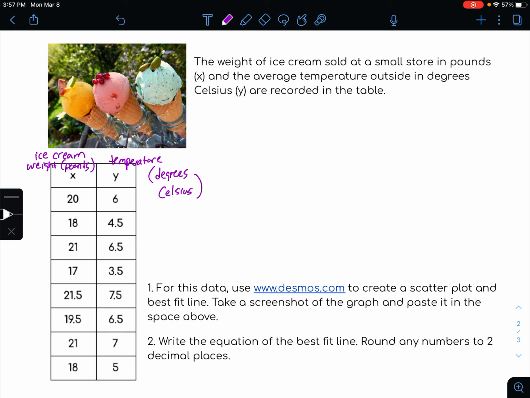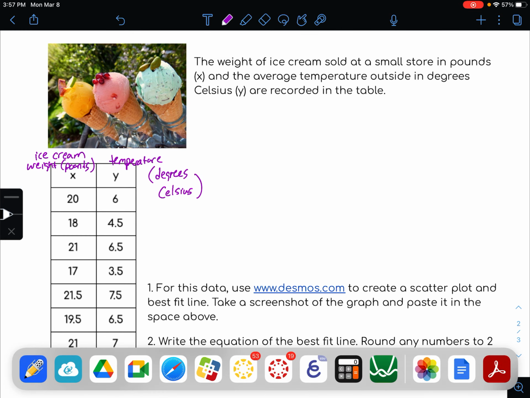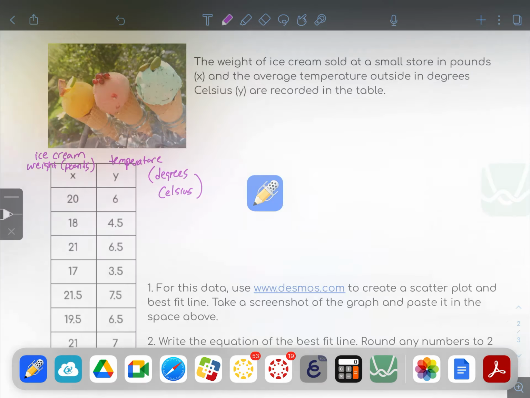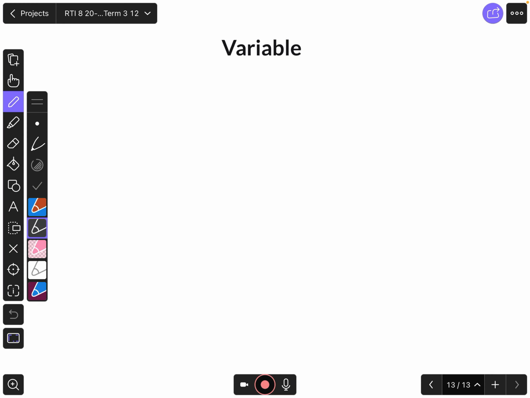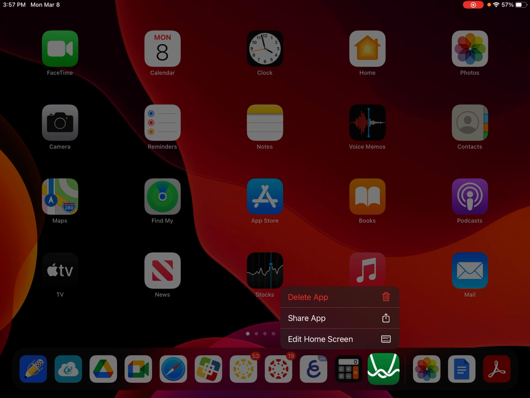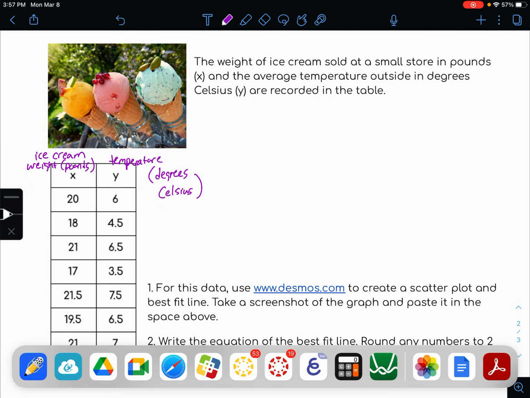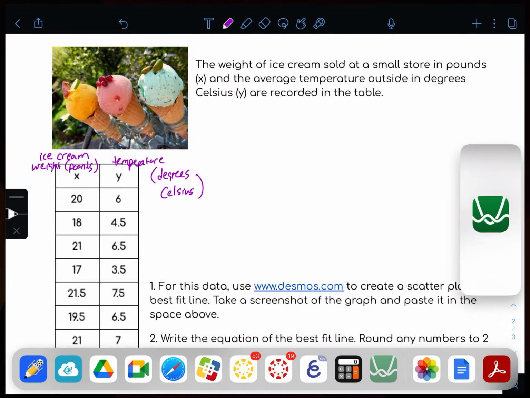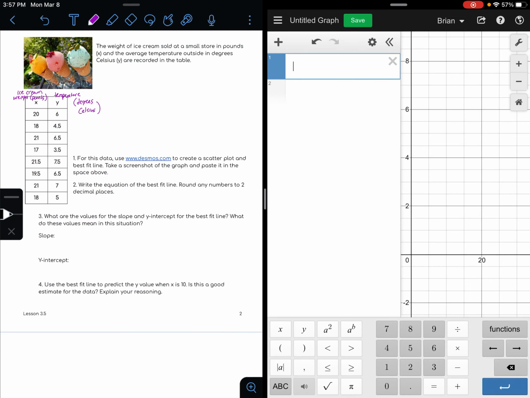Okay. Number one, for this data, use Desmos.com to create a scatter plot and best fit line. Take a screenshot of the graph and paste it above. All right, well, let's see if we can make this happen. So you are going to need to open up Desmos by either using the Desmos app or doing Desmos.com. Ooh, what just happened there? Let's try that again. So using the Desmos app or just going onto Desmos.com on a browser.